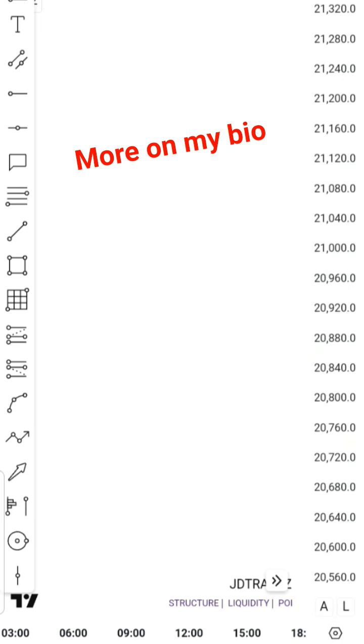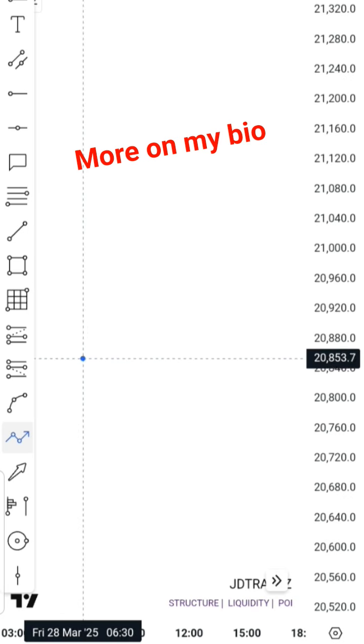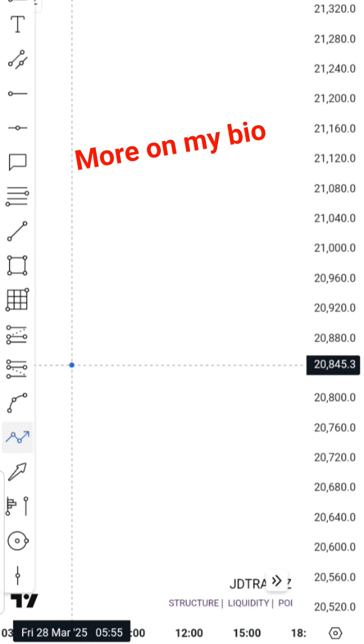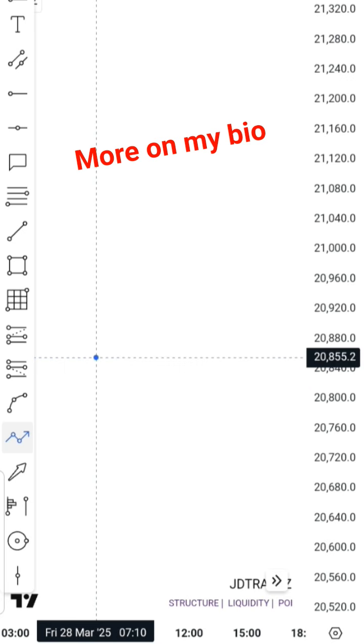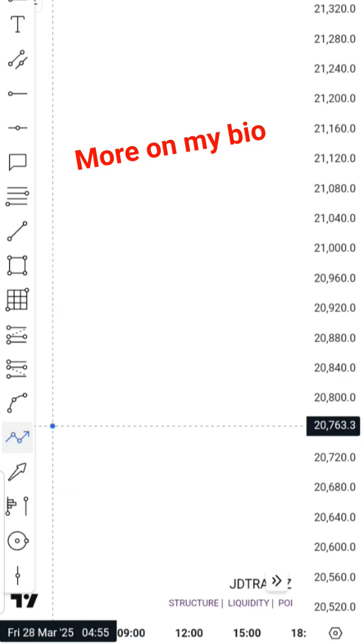While I show you what the concept of structural liquidity and POI looks like, I'm first of all going to start with a brief diagrammatic definition before I go right into the chart to show you how you spot these things in your chart. So first and foremost, this is how I trade the market.